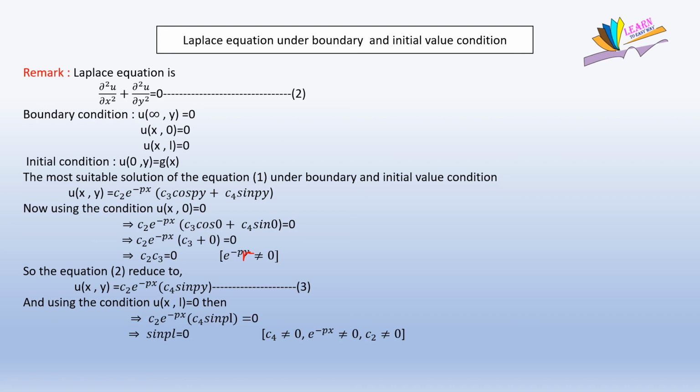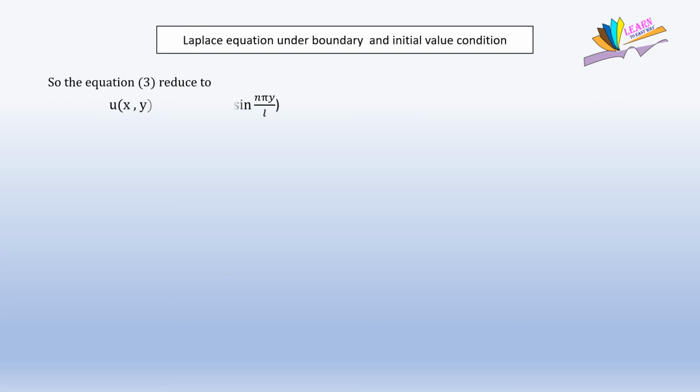So sin pl is equal to 0, যেখানে c4 is not 0, e^(-px) is not 0, c2 is not 0, so sin pl is equal to sin n pi, কারণ sin n pi লেখা যায়. p is equal to n pi by L. Putting these values in equation 3, then we get u(x, y) is equal to c2 e^(-n pi x / L) c4 sin(n pi y / L).